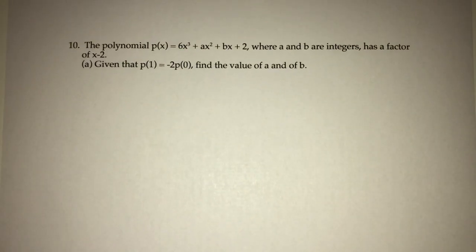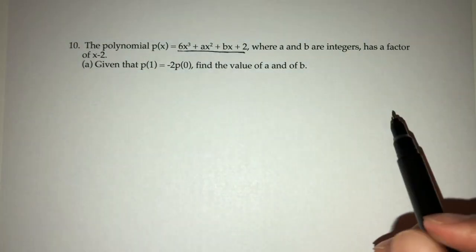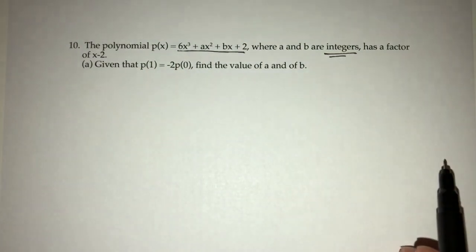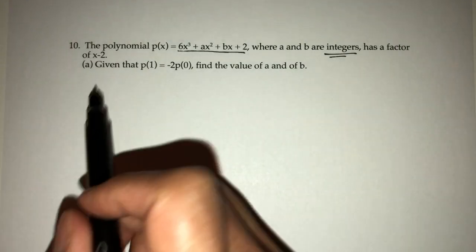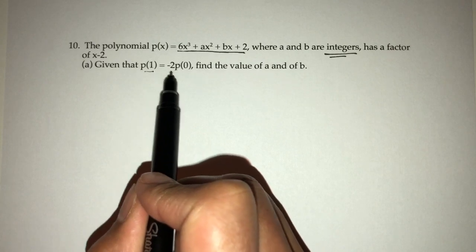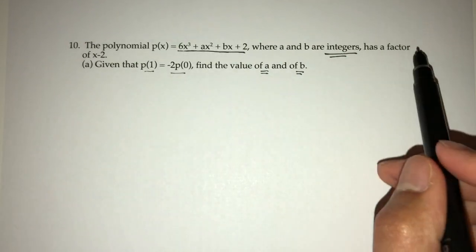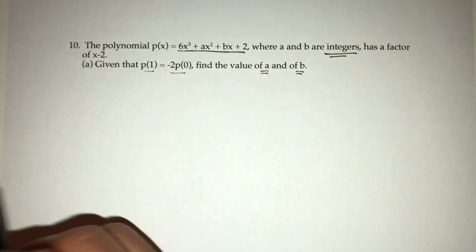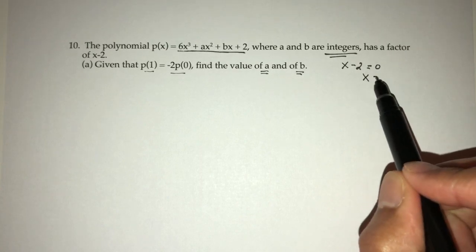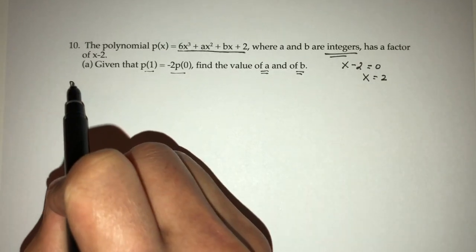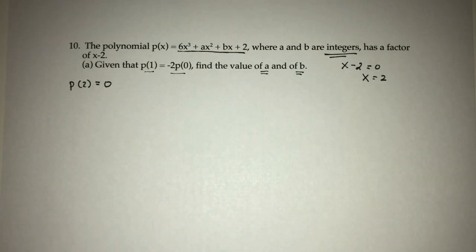Now let's move on to question number 10. We have p of x equal to this equation, where a and b are integers, so these are whole numbers, has a factor of x minus 2. Okay, that's good to know. Now given that p of 1 is equal to minus 2 of p of 0, find the values of a and b. So first let's use this information. Has a factor of x minus 2, which means x minus 2, equate that to 0, you will have x equal to 2. So basically, p of 2 has to give you 0. That's our first piece of information we can use.